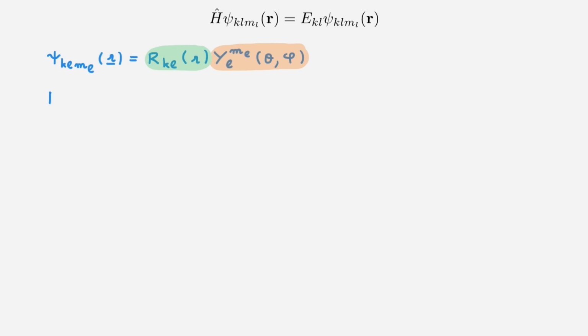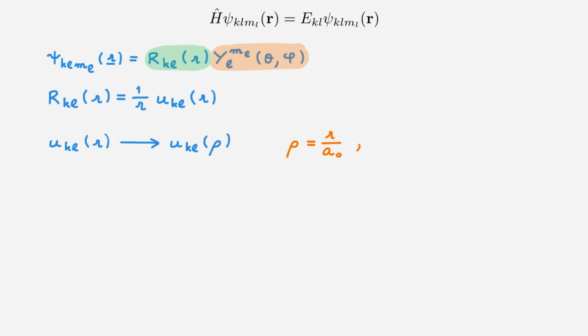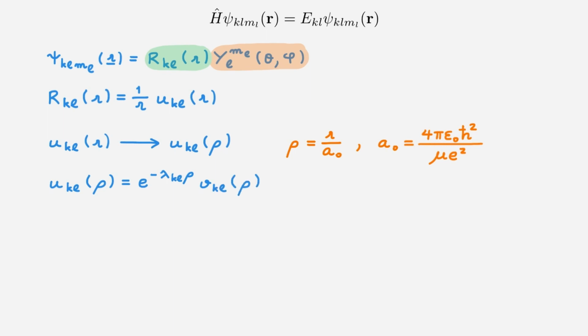So first, we rewrite the radial function in terms of a new function u like this. We then make a change of variables to rewrite u as a function of a new variable ρ. Rho is a ratio of r and the reduced Bohr radius, and the reduced Bohr radius is given by this expression. Okay, next, by considering the limit of large ρ, we rewrite u in terms of yet another function v, like this. In this expression, lambda is defined as equal to the square root of minus the eigenvalue over the ionization energy, where the ionization energy is given by this expression.